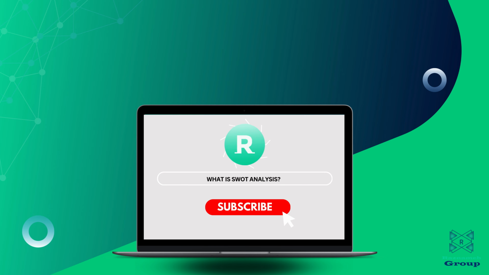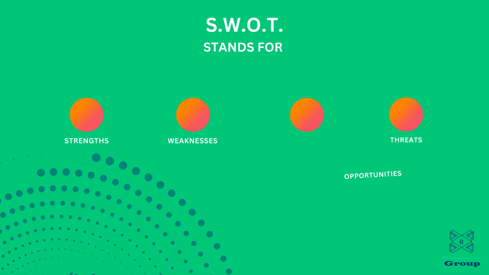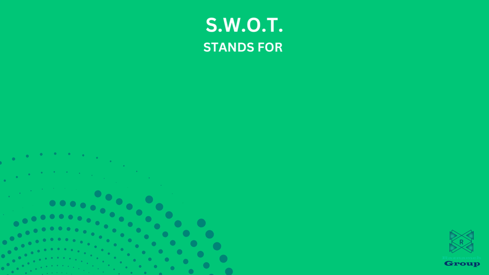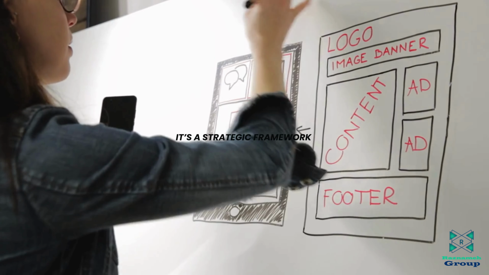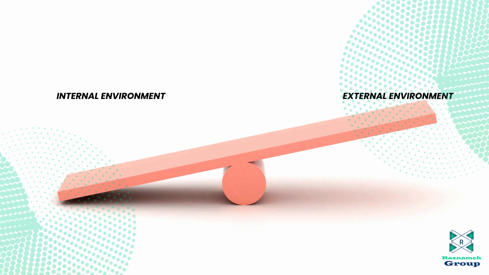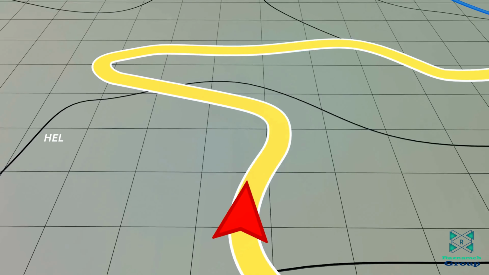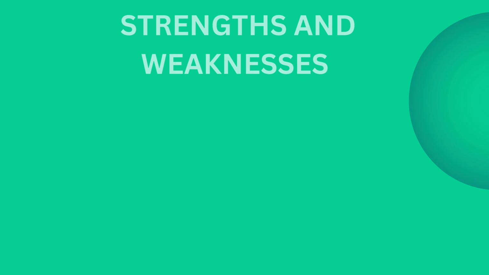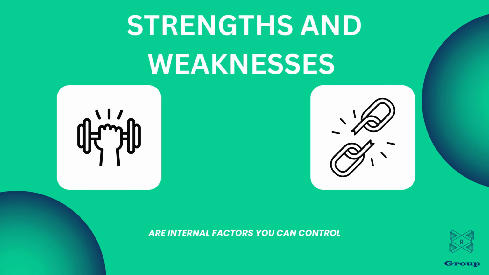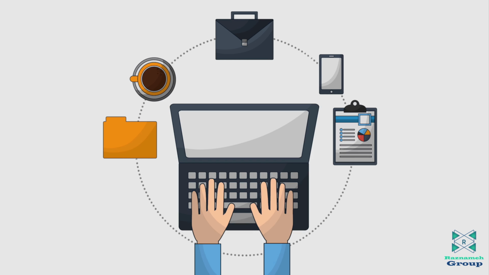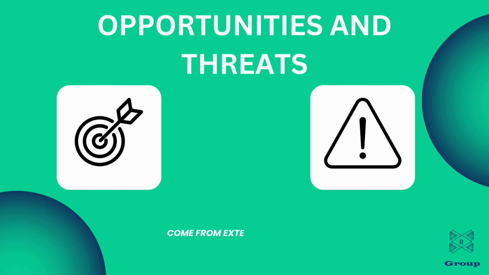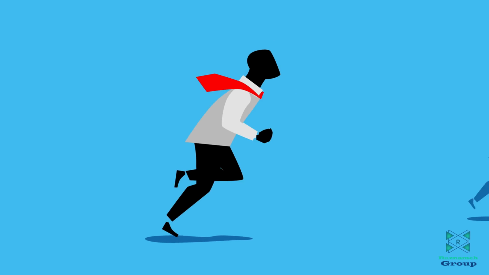What is SWOT analysis? SWOT stands for strengths, weaknesses, opportunities, and threats. It's a strategic framework that provides a balanced view of your internal and external environment, helping you understand where you stand and how to move forward. Strengths and weaknesses are internal factors you can control, like skills, resources, or processes. Opportunities and threats, on the other hand, come from external influences, like market trends or competition.